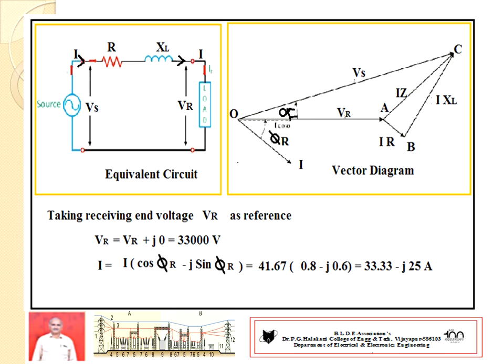Okay, start the problem taking the receiving end voltage as reference, VR as reference. So VR equals 33,000 plus j0 volts. Second, current I equals I into cos phi r minus j sin phi r. You substitute the values, finally you are going to get 33.3 minus j25 amperes.